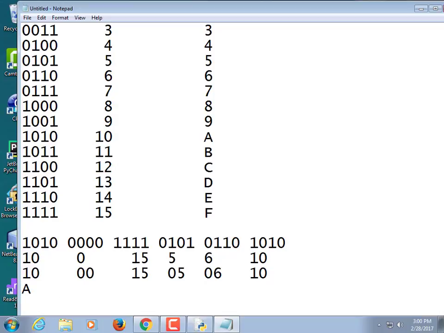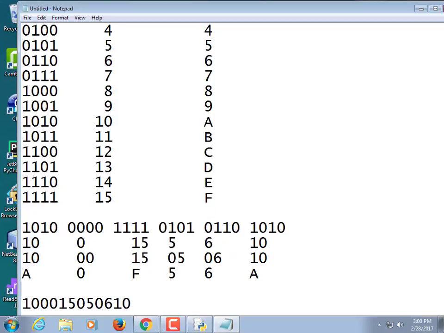What's a 0 in hex? Well, it's a 0. Anything 9 or less is just the same. What's a 15 in hex? F. What's a 5 in hex? Anything less than 10 is just the same. So it's a 5. What's a 6 in hex? What's a 10 in hex? Yeah, we've already done it, but it's A.